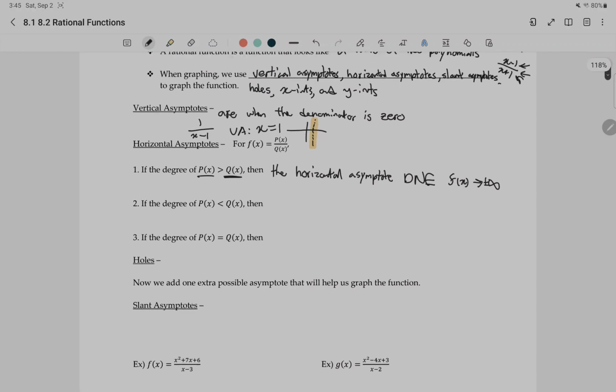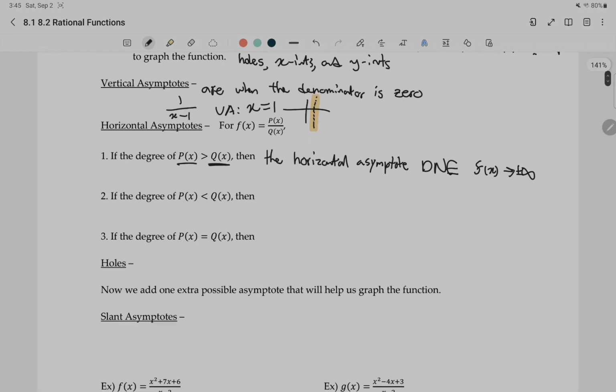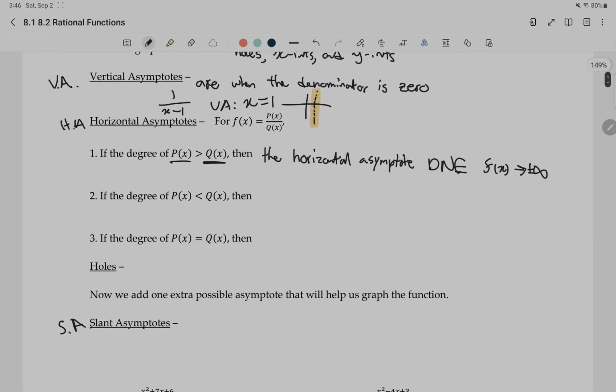You know what? Quick note: we have some acronyms. Vertical asymptote is VA, horizontal asymptote is HA, and slant asymptote is going to be SA down here. I'm just going to use those from now on because I don't want to write out asymptote every time. So horizontal asymptote, it does not exist if the top is bigger than the bottom.